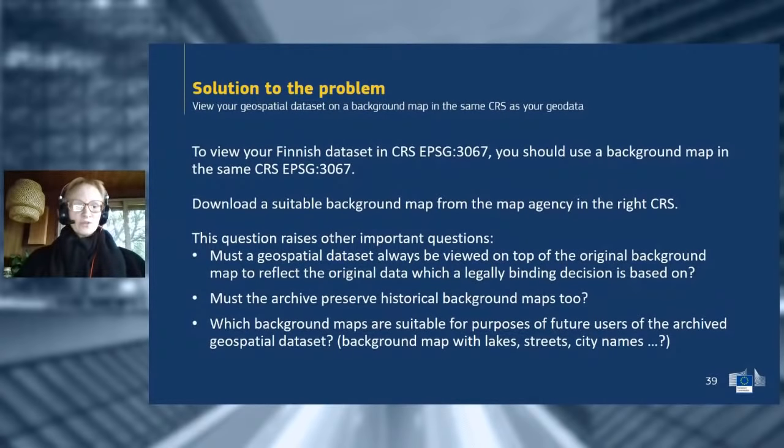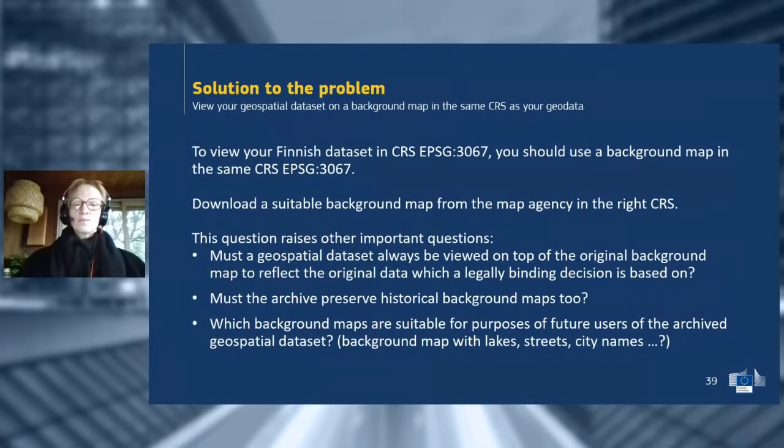So what is the solution to Marcus' problem here? Well, to view the Finnish data set, which is measured and preserved in the EPSG 3067, you should also use a background map in the same coordinate reference system. My advice to Marcus is just to download a background map from the map agency in the right CRS, or maybe migrate a background map to the right CRS so they correspond with the geospatial data.